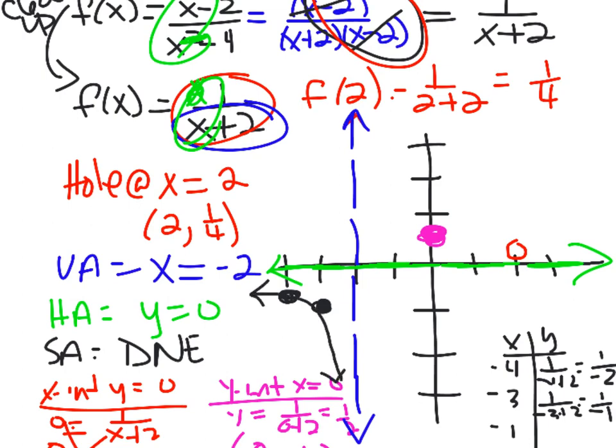And now I'm going to plug in -1. So it's 1 over -1 plus 2, which is 1 over 1. And now I'm going to just finish up at 1. So I have 1 over 1 plus 2, which is 1/3. So it's like right there. So then this side looks like this. Remember, don't go through the hole in the graph.